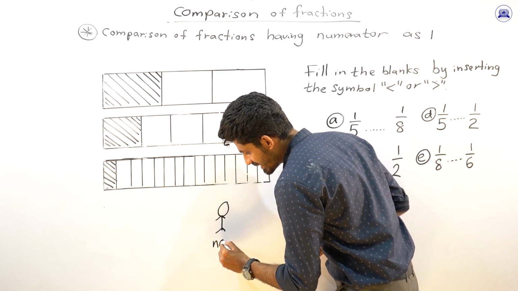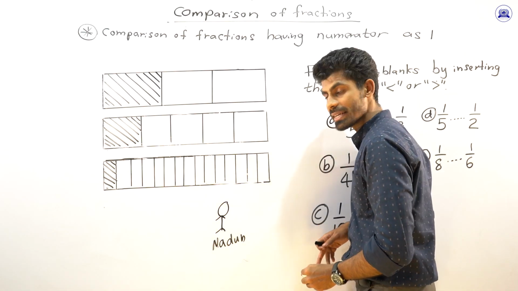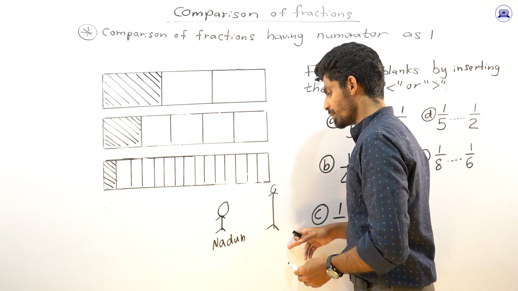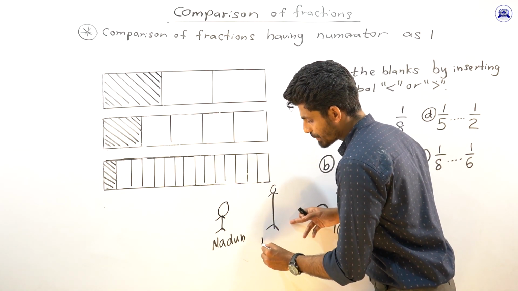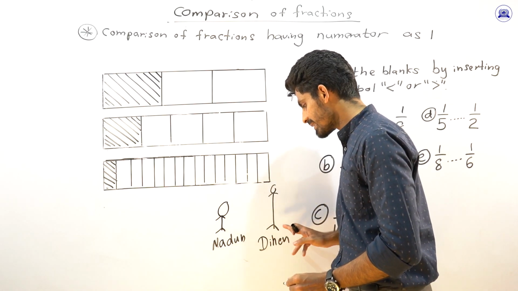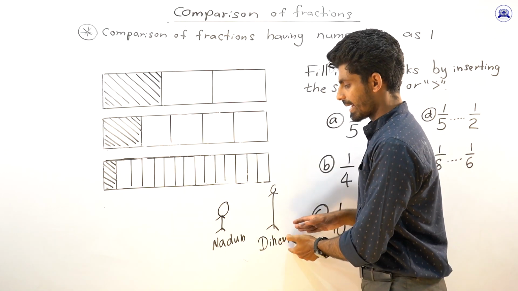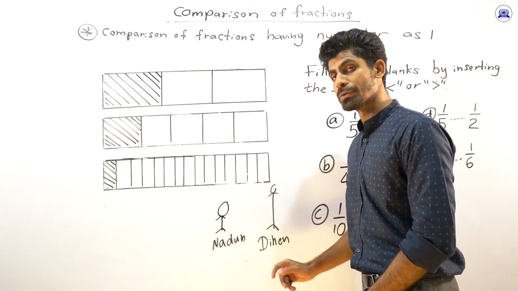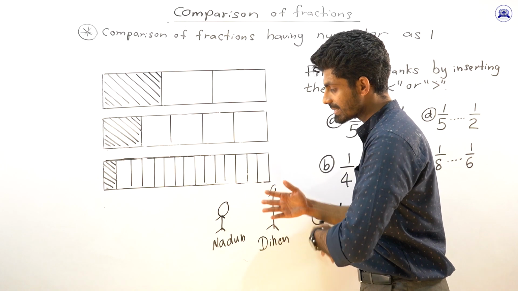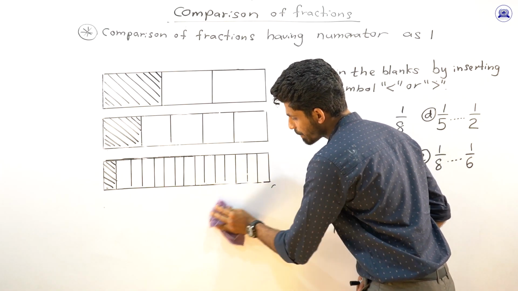Let's take this is Nadun. Look at this one. This is Nadun. Just consider me. Let's take Dihen. This is Nadun and this is Dihen. Now look at the comparison. Dihen is taller than Nadun. Taller than. You are going to compare the fractions. So you are going to do a comparison. Then we take another example.